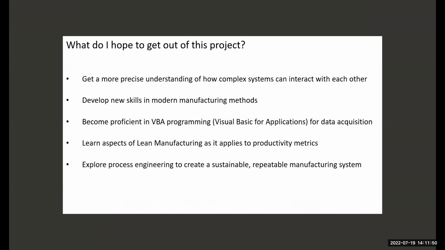So what do I hope to get out of the project? I hope to get a more precise understanding of how complex systems can interact with each other. I want to develop new skills in modern manufacturing methods, become proficient in VBA programming, which is Visual Basic for Applications, for the purpose of data acquisition. I want to learn aspects of lean manufacturing as it applies to the productivity metrics, and to explore process engineering to create a sustainable, repeatable manufacturing system.